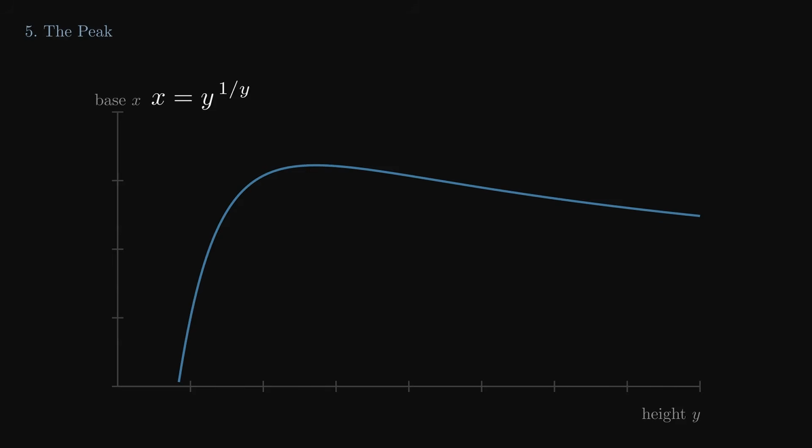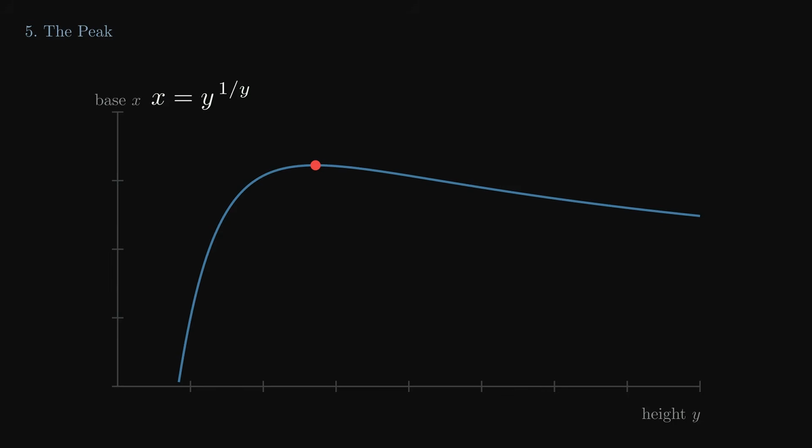Start low. A tiny height needs a base near 1. As the height rises through 1, 2, and beyond, the base it requires rises too at first. The curve climbs, but it does not climb forever. It bends over, reaches a single high point, and then turns back down and falls away toward 1 again for very tall heights. That is the entire shape of the thing, up to one summit, then down.